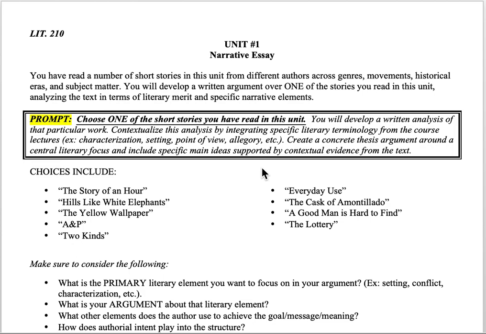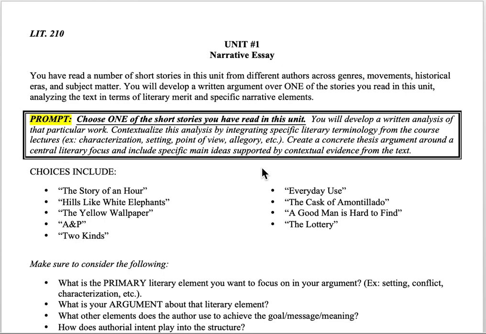You're going to create a concrete thesis statement around a central literary focus and include specific main ideas supported with lots of good evidence from the text. So you guys have actually done this on a small scale in the first few weeks. You did a mini essay structure where you followed a sort of a general outline and you created this sort of hypothetical essay structure. So what you're doing here is that, but on a larger scale.